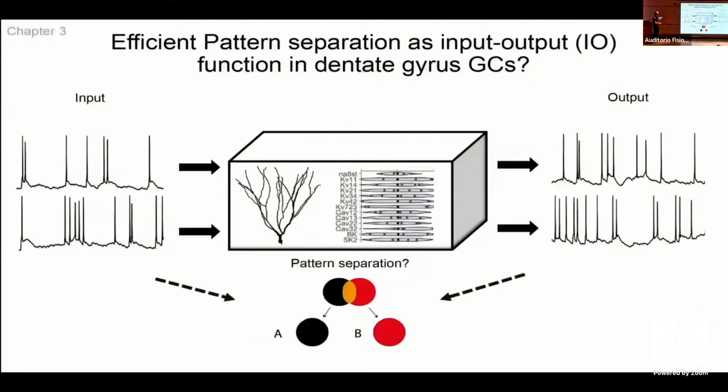I think we went to the third chapter. So this goes back to the initial slide that I showed you regarding input-output function. And now, not just looking at the firing rate, but to really compare the input-output regarding the pattern, looking at the pattern separation function of the granule cells. And we state that the granule cells are very efficient in doing the pattern separation.